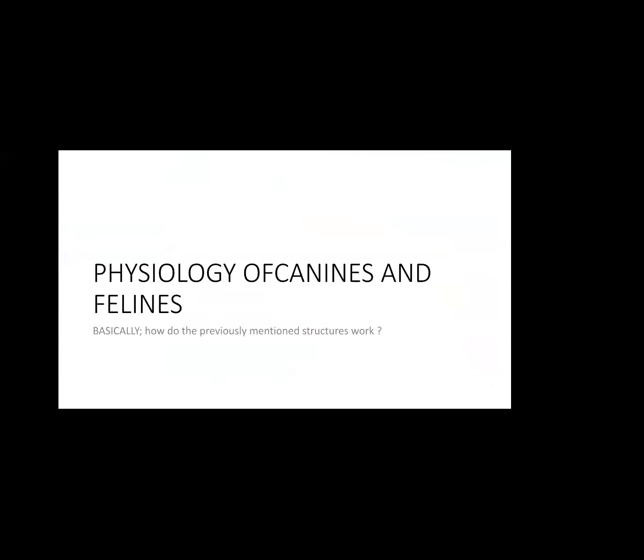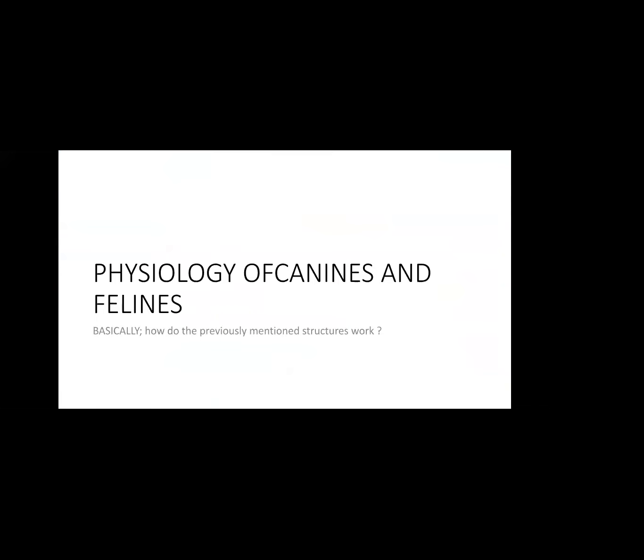Okay, physiology of canines and felines. So physiology, like we said, is us trying to find out the functions and how these organs work. So we've talked about all these organs. We've talked about the cardiovascular system. We've talked about the nervous system, how it's running. We've talked about the skeletal system, and also the muscular system as well. How are they running?